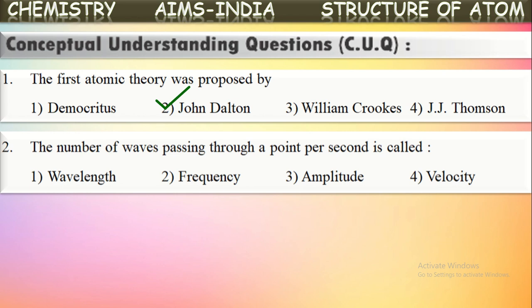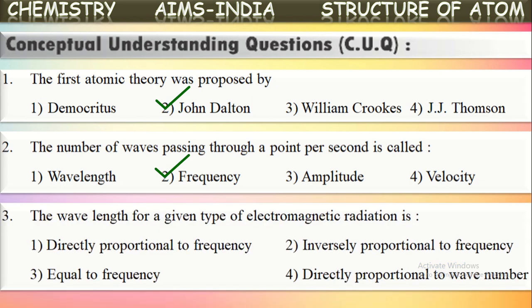Next question. The number of waves passing through a point per second is called. Yes, number of waves passing through a point per second, number of cycles or number of rotations, number of oscillations per second. These all come under the definition of frequency. The number of waves passing through a point per second is called the frequency of that radiation or frequency of that wave. Okay, it is frequency.